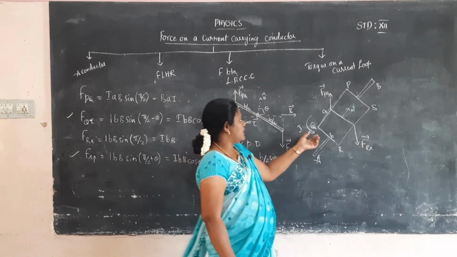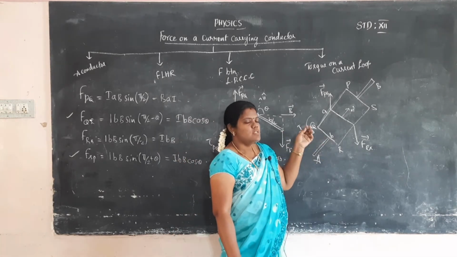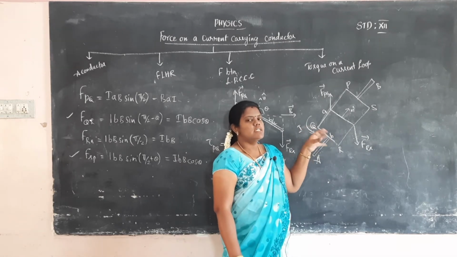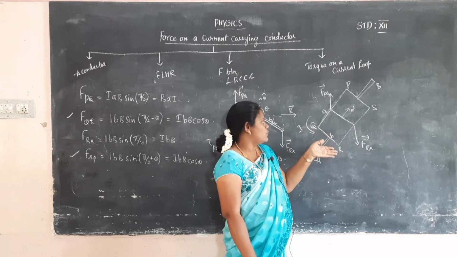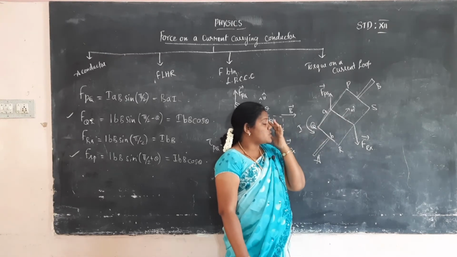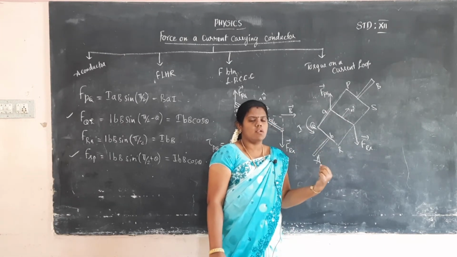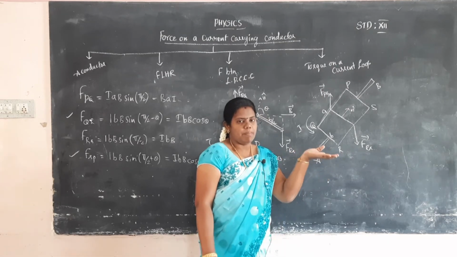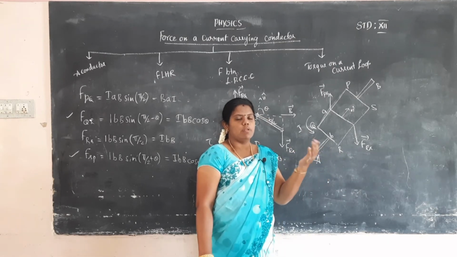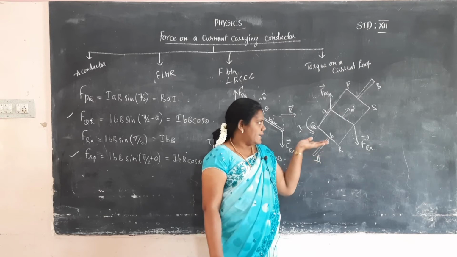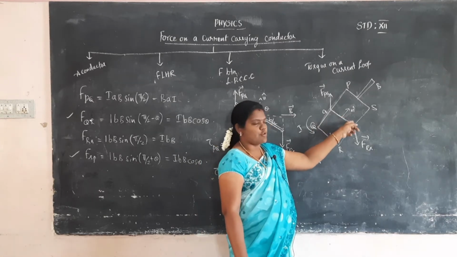The loop is inclined in the magnetic field, so some angle is formed between the magnetic field and the current loop. The n vector specifies the perpendicular direction: a normal line is drawn perpendicular to the plane of the rectangular loop.